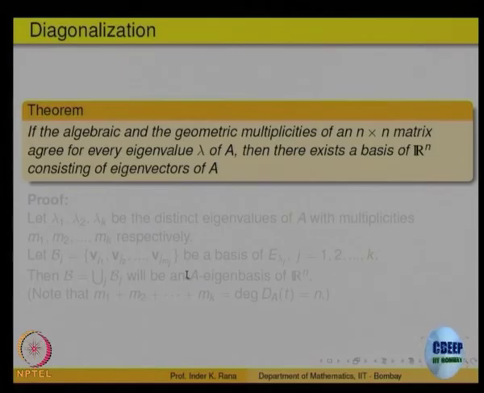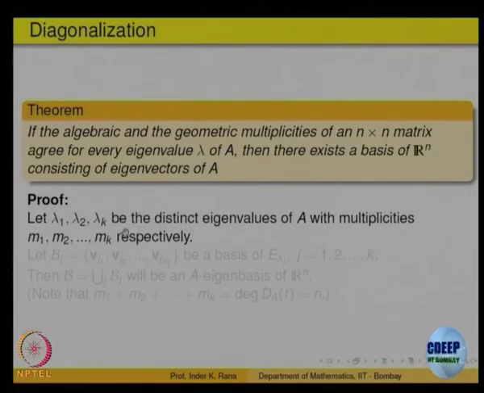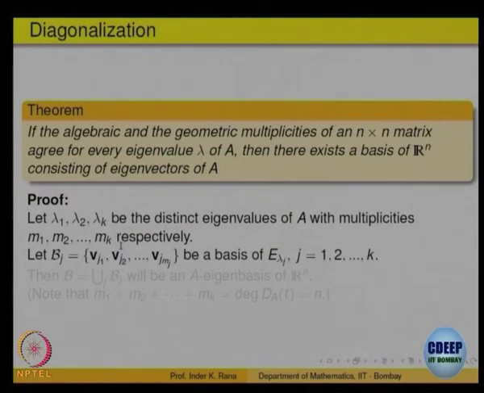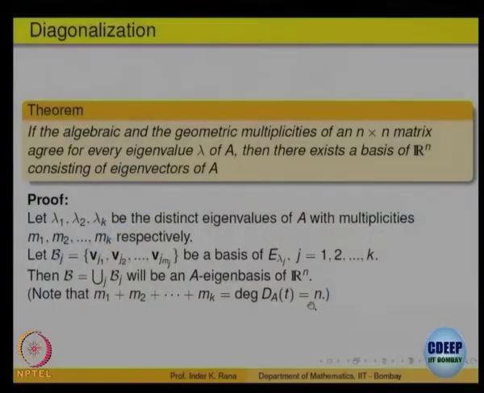It is quite clear what the proof is. If these are distinct eigenvalues with multiplicities m1, m2, up to mk, for each we can find a basis of as many eigenvectors as the algebraic multiplicity. Find the bases and put all of them together. For each eigenvalue there is an eigenspace with a basis having as many eigenvectors as the algebraic multiplicity, if they are equal. Put them together, and you get a basis consisting of eigenvectors for the underlying space Rn. Their sum is equal to n. Algebraic multiplicity equal to geometric multiplicity, total equal to n. So there is nothing complicated in this theorem.